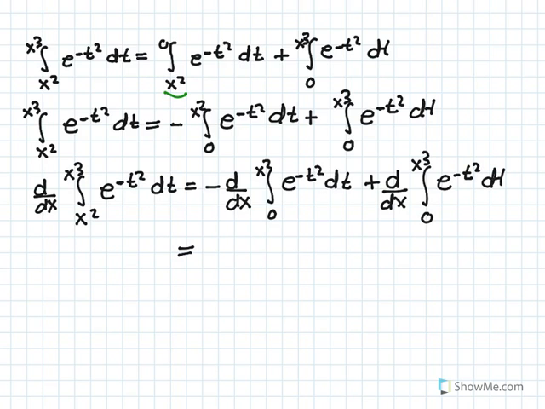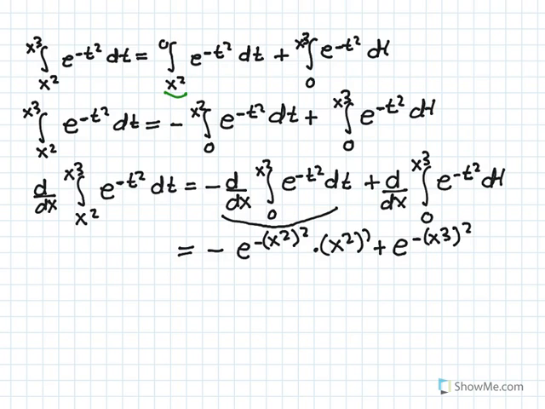Now, when we differentiate this expression here, the derivative cancels the integral, so we get minus e to the minus x squared all squared, substituting x squared for t, and multiplied by the derivative of x squared. So that's going to give us x squared prime, plus e to the minus x cubed all squared, and multiplied by the derivative of the upper limit, x cubed prime.